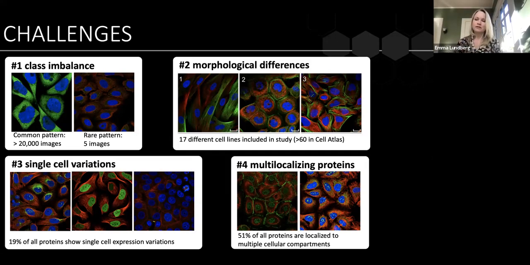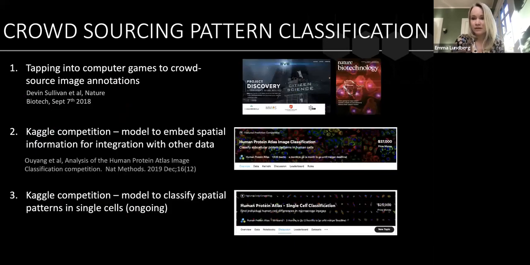A couple of years back, we worked with many different strategies to do this. Five years back, the best published model could classify the 10 main organelles in one cell line. And that's very far from what we need. So here we decided to do a citizen science approach, where we tapped into a science fiction computer game to crowdsource image annotations. That was a very successful approach, and we had 300,000 gamers giving us 32 million image classifications within a year in the game.